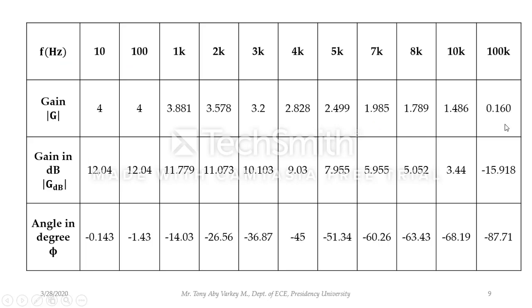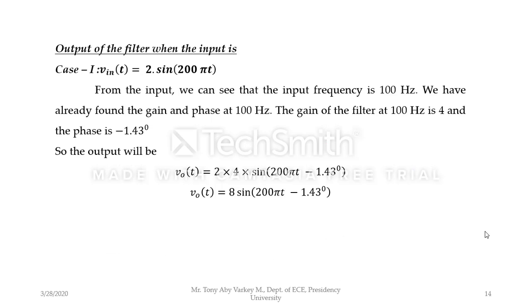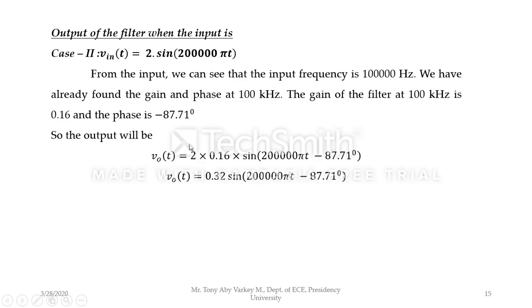Here you can see 100 kilohertz, 0.16 is the gain and the angle is minus 87.71. So that we are substituting here. So what will happen? 2 into 0.16 into sine(200,000 pi t minus 87.71). So this will be the output.